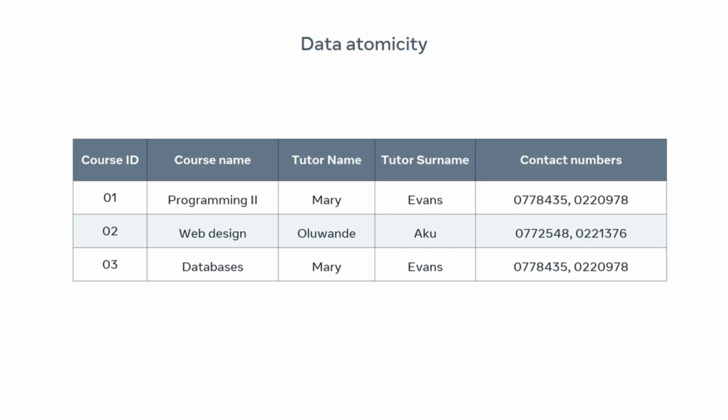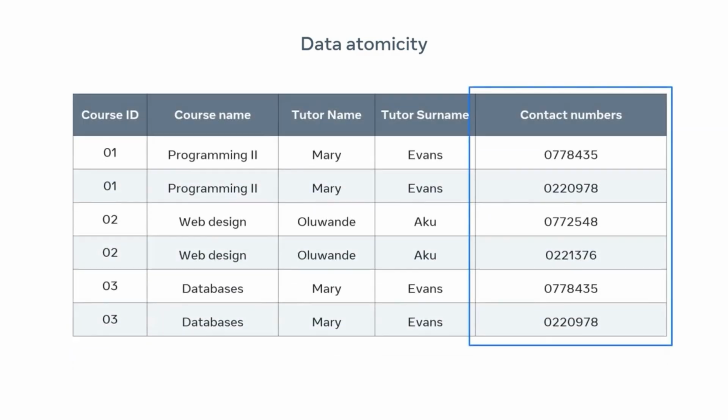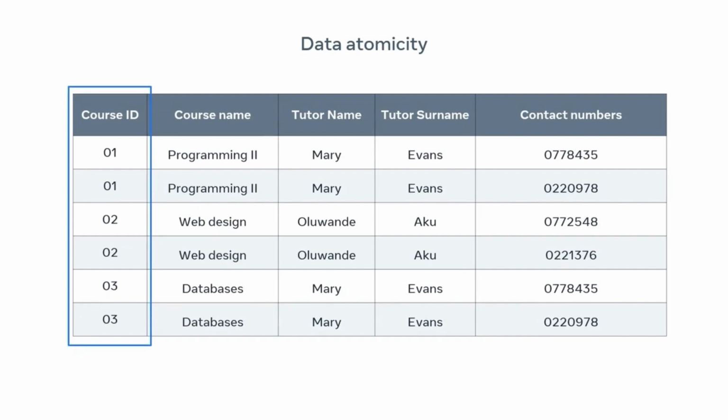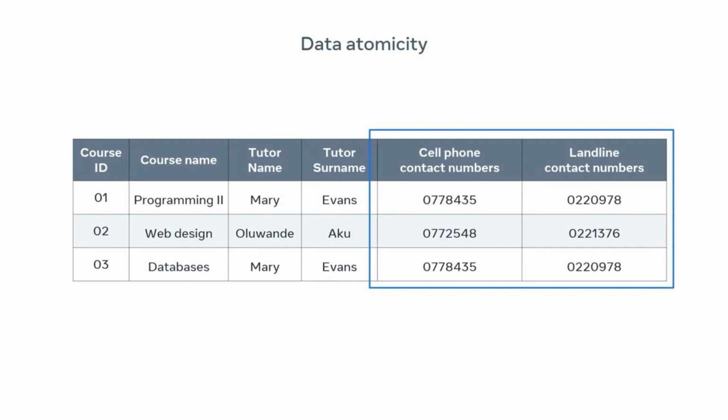I can try and fix this by creating a new row for each number. This solves my data atomicity problem. The table now has just one value in each field, but this solution has also created another problem. The primary key is no longer unique because multiple rows now have the same course ID. Another way that I could solve the problem of atomicity while retaining the primary key is by creating two columns for contact numbers. One column for cell phones and a second column for landline numbers.